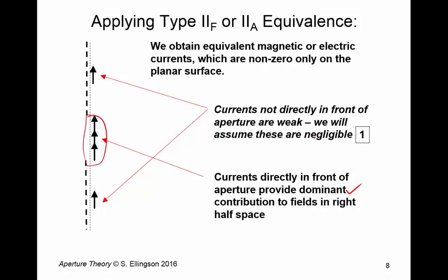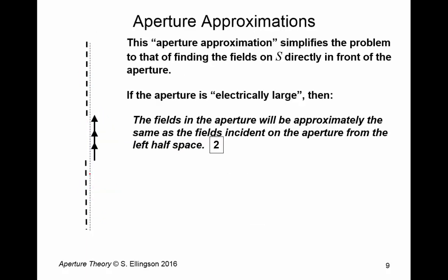So given that there are some caveats to this idea, I'm going to identify it with a number here so I can use this number to remind you of what I'm talking about. And so the only currents we have to worry about are these, the ones directly in the aperture. So this aperture approximation simplifies the problem to that of just finding the fields on the bounding surface that we've defined directly in front of the aperture.